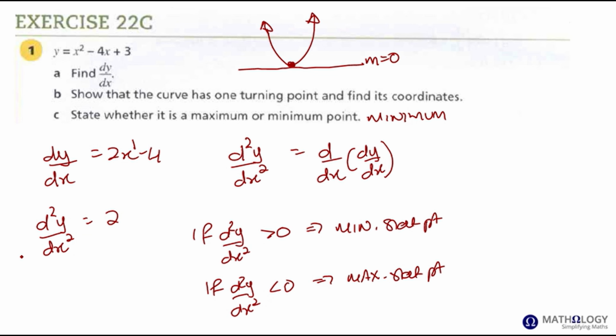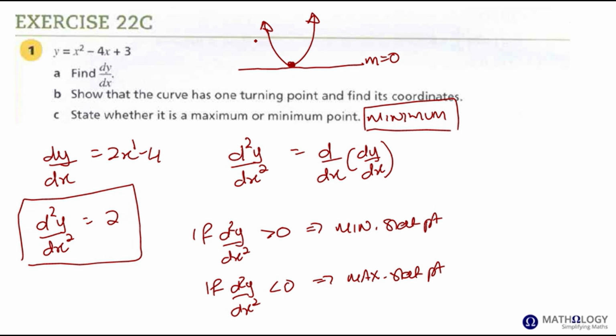So the second derivative of this quadratic function, y equals x squared minus 4x plus 3, is 2. 2 is obviously greater than 0. If the second derivative is greater than 0, we get a minimum stationary point, and that just confirms what we already wrote down previously, because we know what the nature of the quadratic function is.